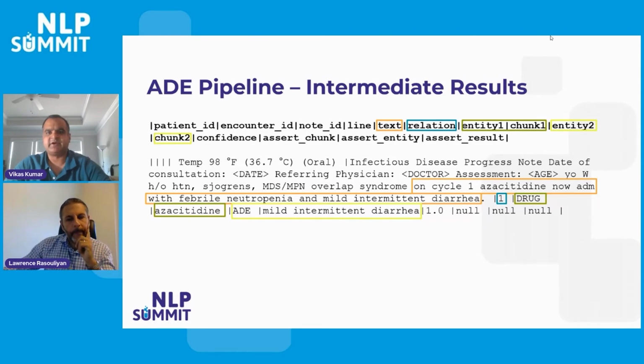So if you go to the dark green box, there you'll see the drug has been extracted in this azacitidine. If you go to the light green box, you'll see the adverse drug event has been extracted, and that's the mild intermittent diarrhea. And then the blue box is a relationship field, and that is a 1, indicating that the drug and the adverse drug event in this case are related. So that's how the adverse drug event step of the framework works to identify adverse drug events in unstructured clinical text.